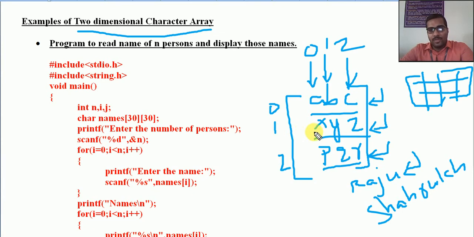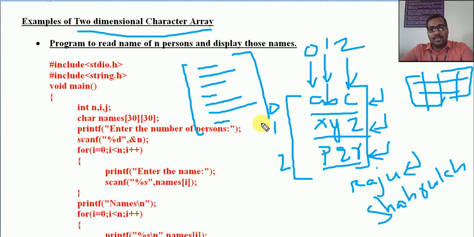The first row will have 3 characters: x, y, z. The second row will have 6 characters: p, q, r, a, b, c. So the column size cannot always be the same. For example, when we enter some names, it will be in this format. Some names are smaller, some names are larger. So we can treat it as a two-dimensional character array. So this will be the format.